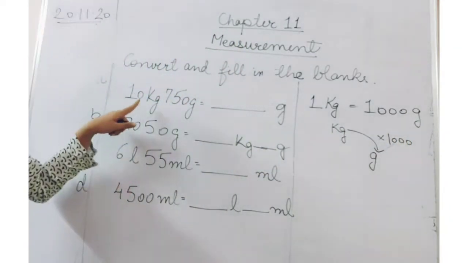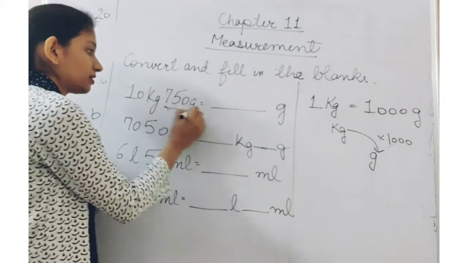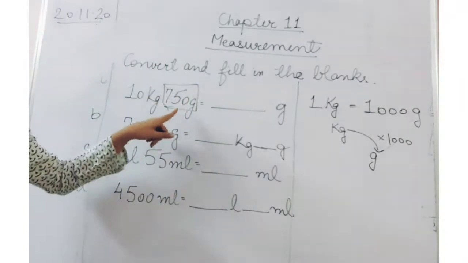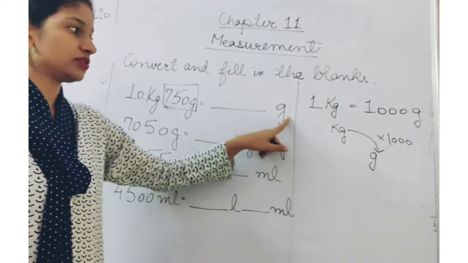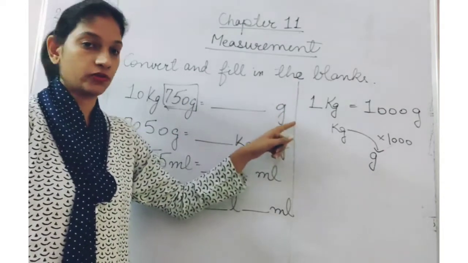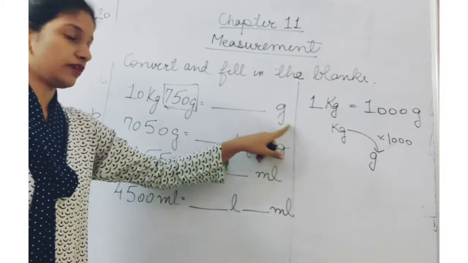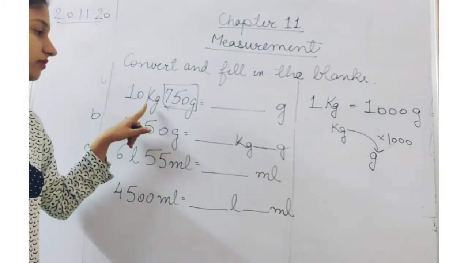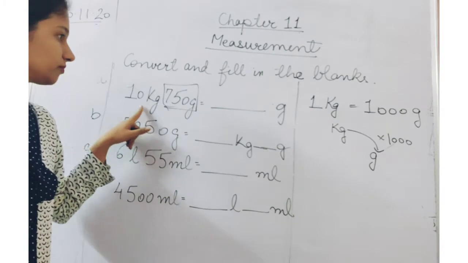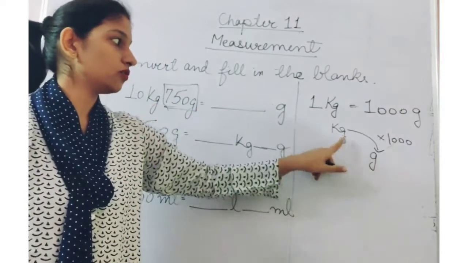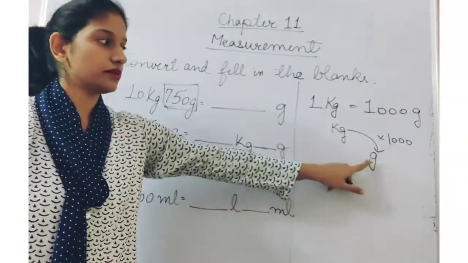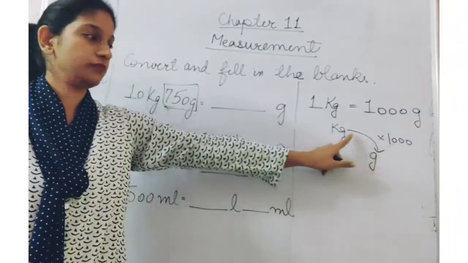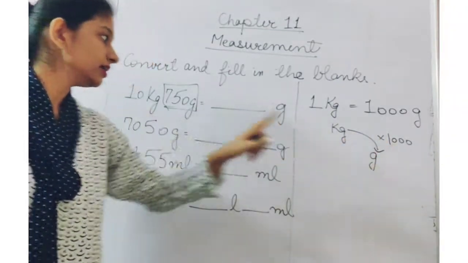In this case, this part is kg and this part is already written in grams. When it is already in grams, we don't need to convert it, and we have to give the answer in grams. We only need to convert this kg. From kg to grams, I will multiply by 1000. From bigger to smaller, multiply by 1000.